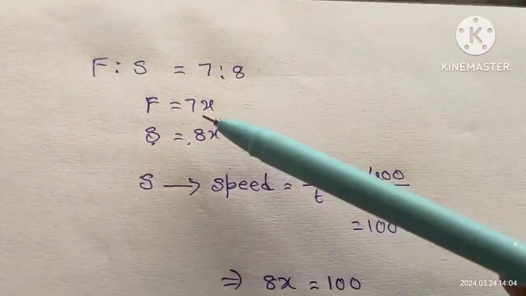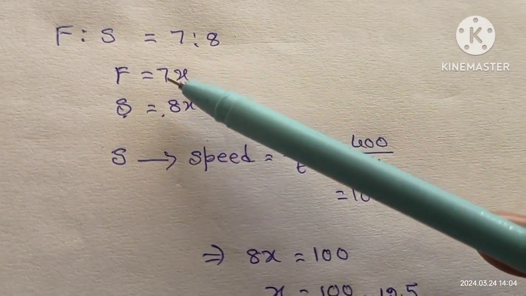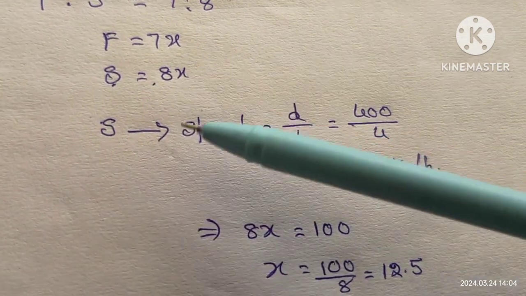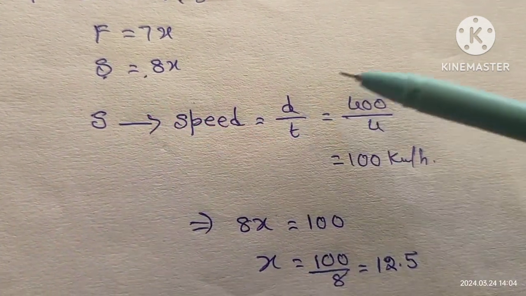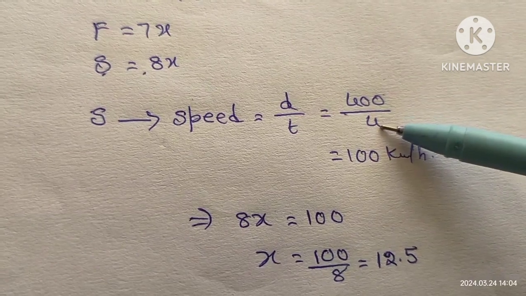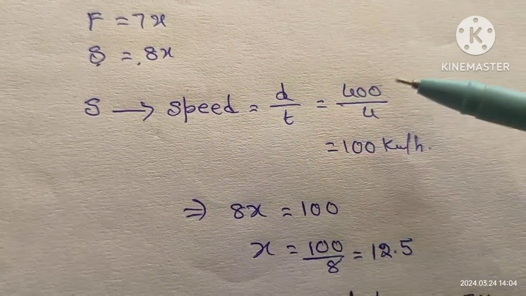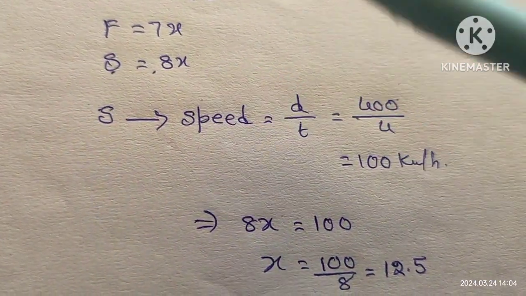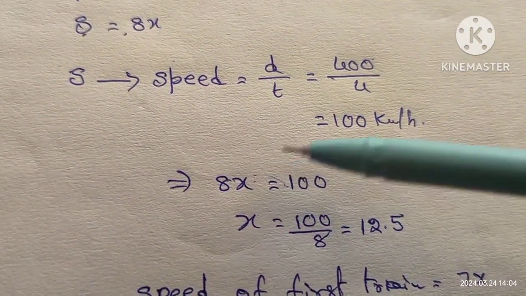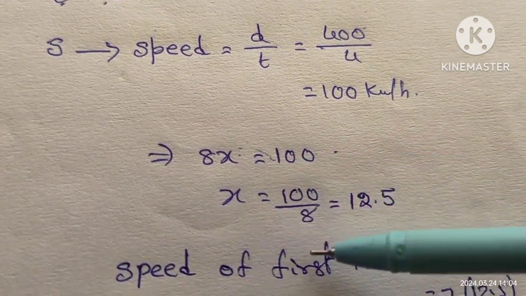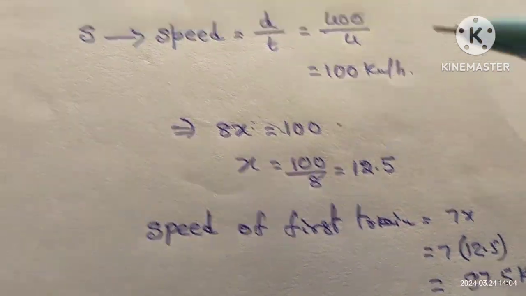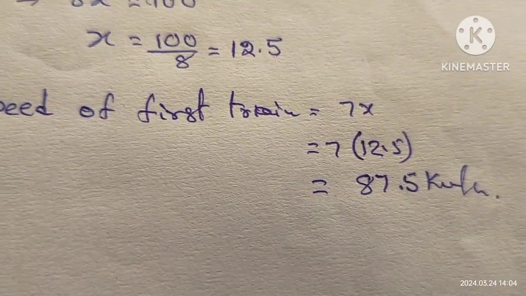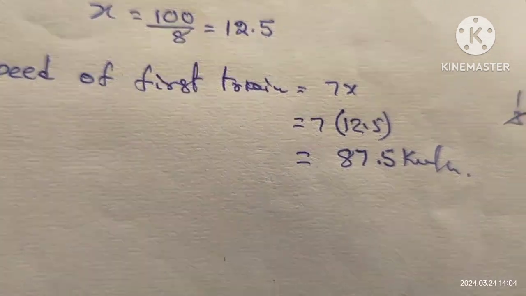First they gave a ratio 7:8. Take the speed of first train as 7x, speed of second train as 8x. But given the second train is traveling 400 kilometers in 4 hours, so we can calculate this speed. Then we got 100 kilometers per hour, but according to our assumption the speed of second train is 8x. So 8x is equal to 100, then x equals 12.5. Then we can find the speed of the first train. It is equal to 87.5 kilometers per hour.